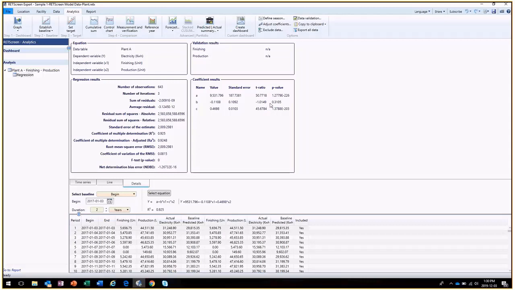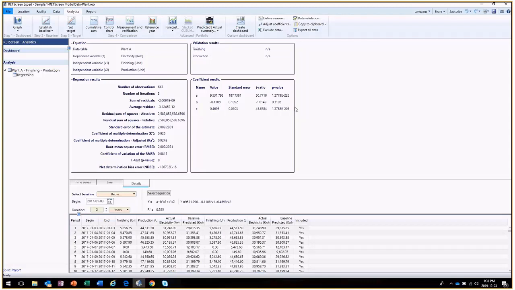In this instance, we have coefficient B for finishing units, and coefficient C is production. C has a t-ratio of 45, bigger than 2, and B has a t-ratio of -1, where the absolute value of that is less than 2. So this is an indication that perhaps the measurement of finishing metrics is not a strong indicator or determinant of how much energy is used.